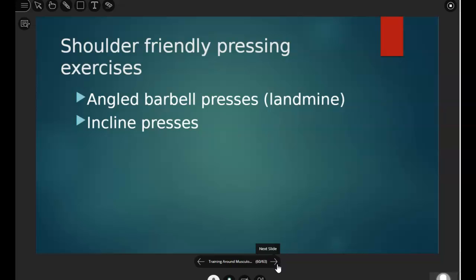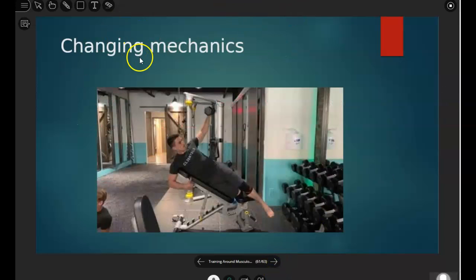So what are some more shoulder friendly pressing exercises? Especially with that person, he can still do low incline presses, so we're not going all the way overhead. We can do angled barbell presses, like a landmine press. Some of you might have seen that one before. So if you can't go all the way overhead, there are always different variations that you can work on. Another thing that we can do is change the mechanics of the exercise.